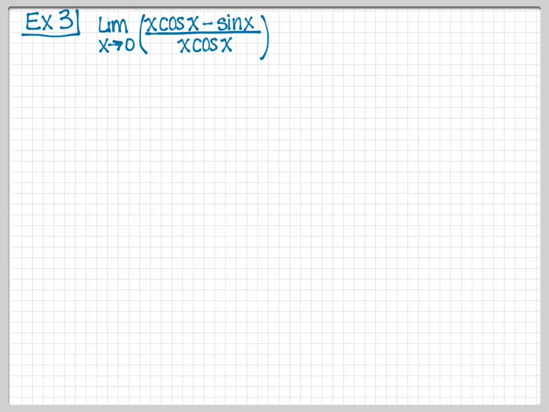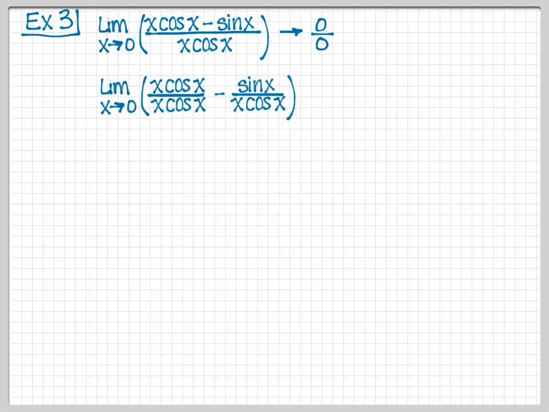We have another example. In this case, we have a fraction, and we could break this fraction up. But the first thing we always have to do is plug in the 0 and see what we get. We plug in that 0, we get the indeterminate form. Now that means we can break up that subtraction in the numerator, because everything is being divided by x cosine of x. So now I have 2 fractions.